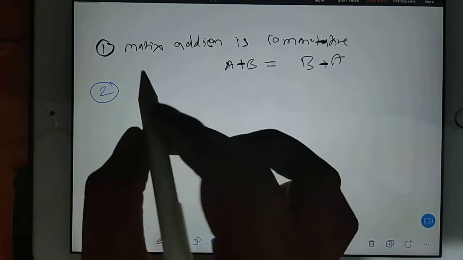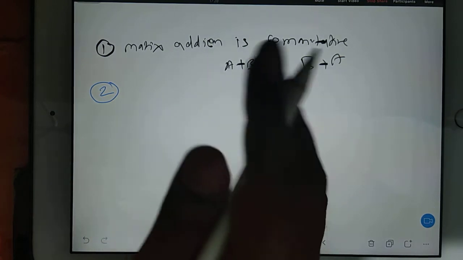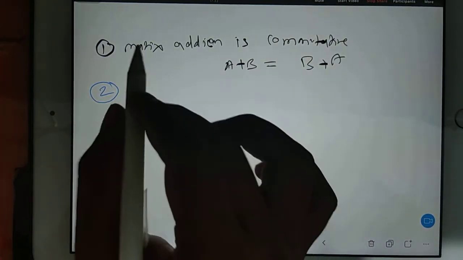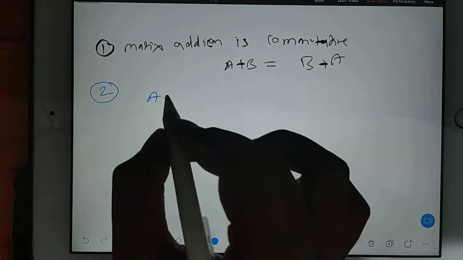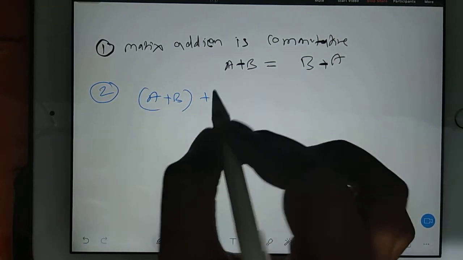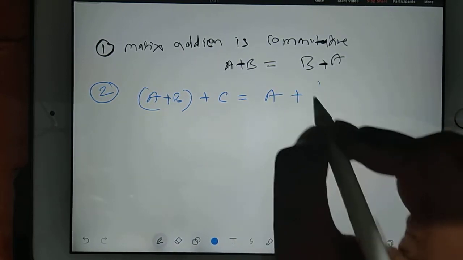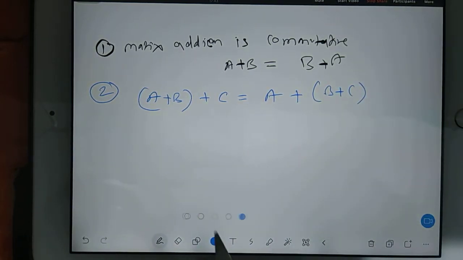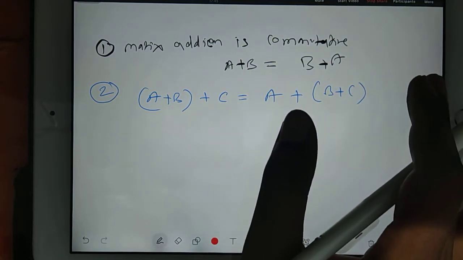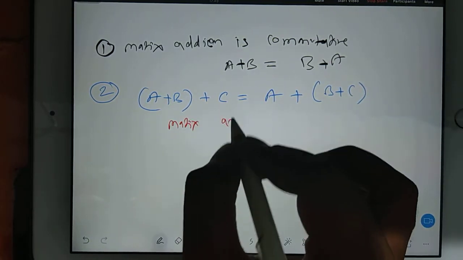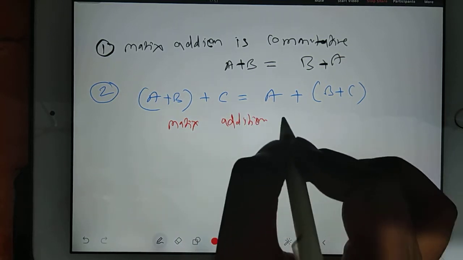Then second one: if you have three matrices and you are adding A plus B and then adding the answer to C, it will be exactly equal to adding B plus C first. This kind of concept is known as associative. So matrix addition is associative.